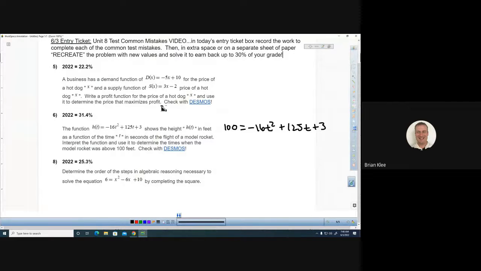Okay, another common mistake on the test was problem number 6, where the function h of t equals negative 16t squared plus 125t plus 3, which you were told shows the height h(t) in feet as a function of time t. So h(t) is the height, t is the time, in seconds, for the flight of a model rocket. Interpret the function, use it to determine times when the model rocket was above 100 feet. Check with decimals.